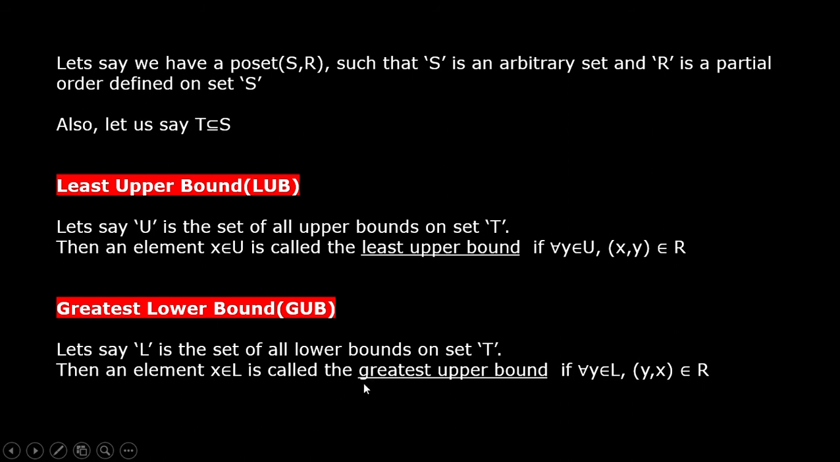In that case X will be called the greatest lower bound if for all Y that exists in set L, that is for all the remaining elements other than X from set L, all those Y are related to X, or in other words if the ordered pair (Y, X) exists in the partial order. That means all the remaining elements of the set L are related to that arbitrary element X. So in that case X will be called the greatest lower bound.